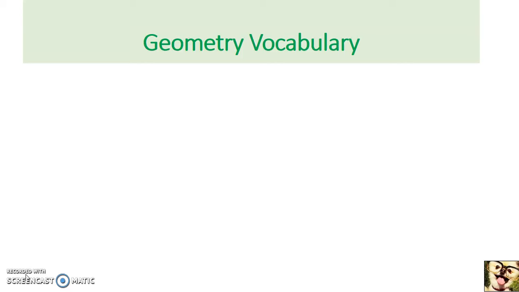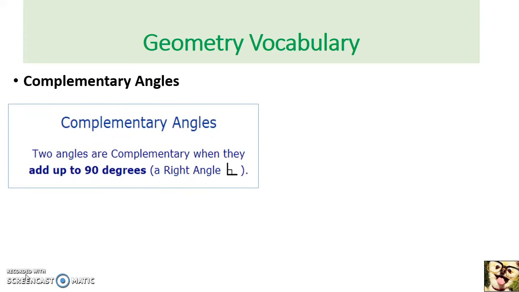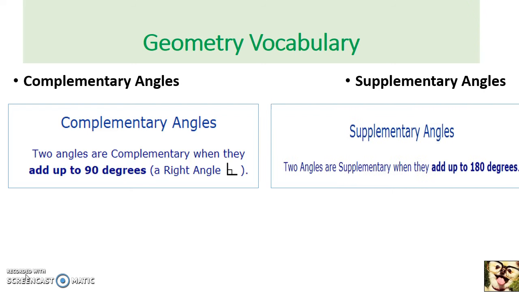Let's take a look at our vocabulary for today. In our geometry unit, we have complementary angles. These are two angles, and they're complementary because they add up to be 90 degrees or a right angle. We have supplementary angles. These are two angles, and they're called supplementary because they add up to be 180 degrees.